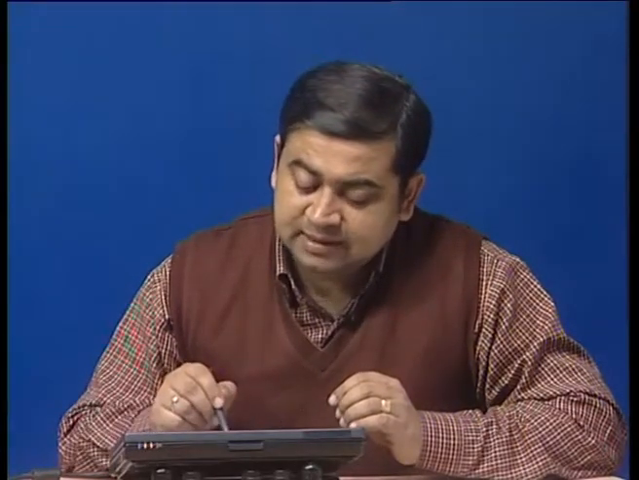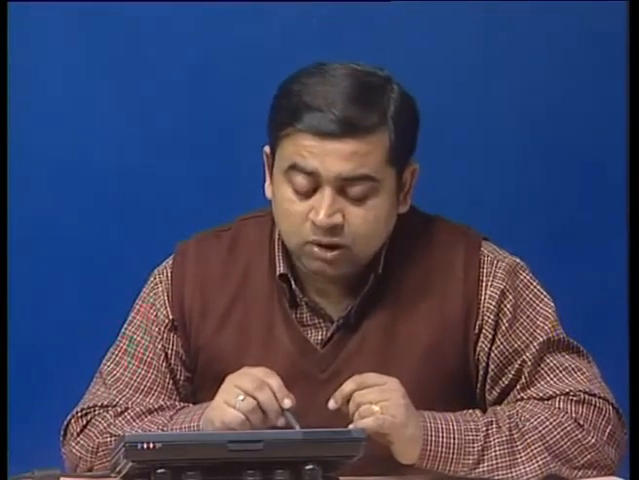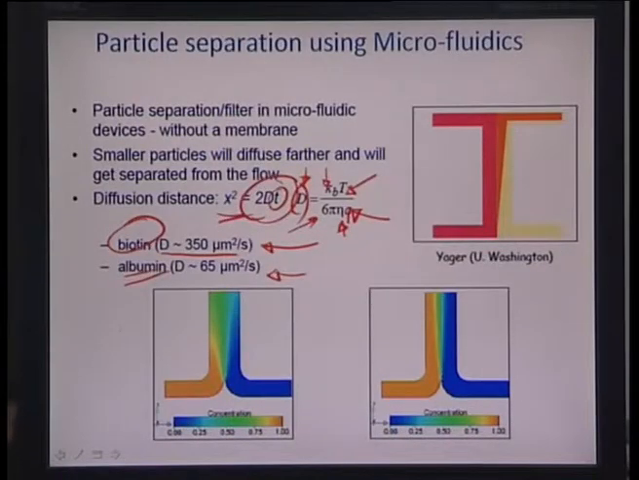Okay. Also, interesting is the fact that the lighter the molecule is, or the lesser the size of the molecule, the more would be the diffusion coefficient. So, biotin in this case is much, much smaller in comparison to albumin, both of which are proteins essentially. And so, because of its smaller size, the diffusion constant in case of biotin is about 350 micrometers square per second in comparison to albumin, which is about 65 micrometers square per second, so about 1/5. So, size effectively is also about 5 times in case of albumin. So, smaller molecules diffuse faster, that is a very natural tendency, and this effect can be in principle used for separation.